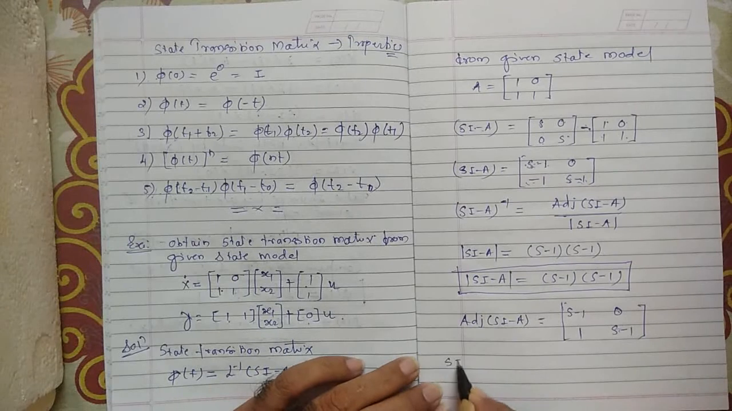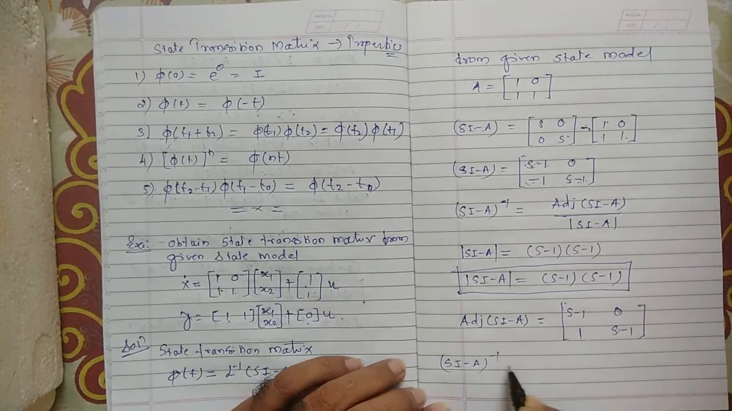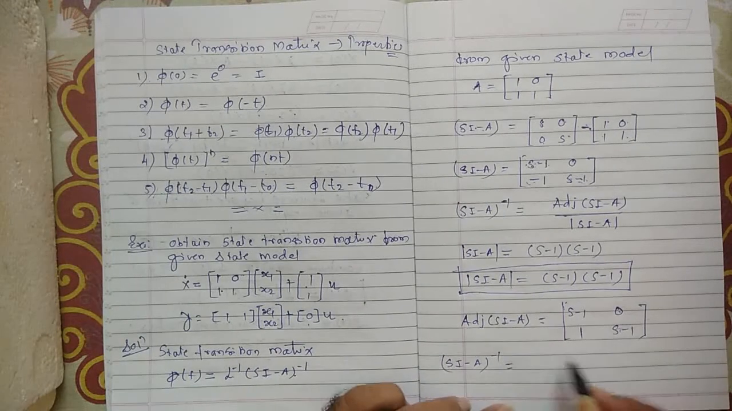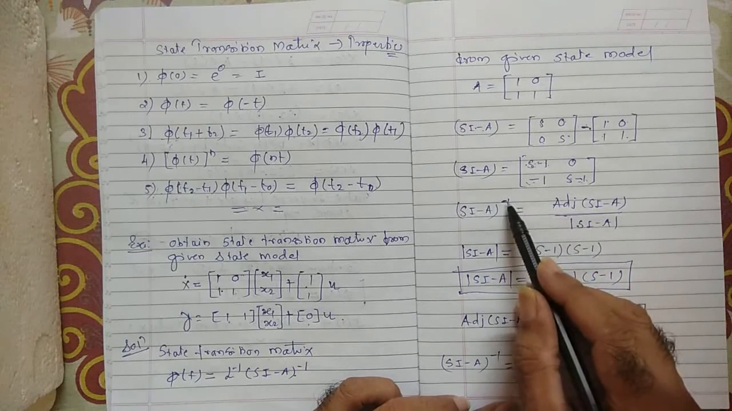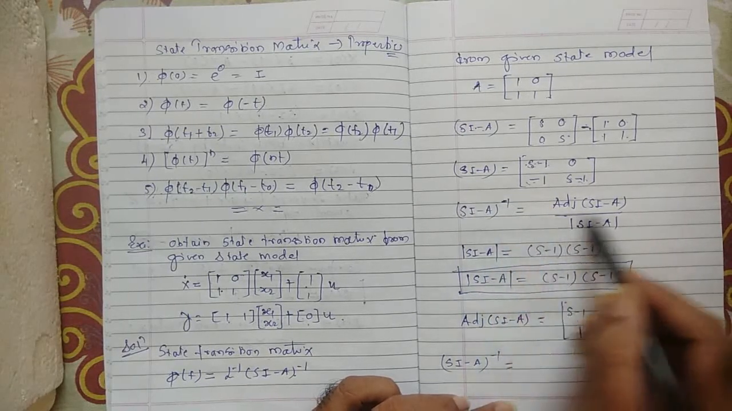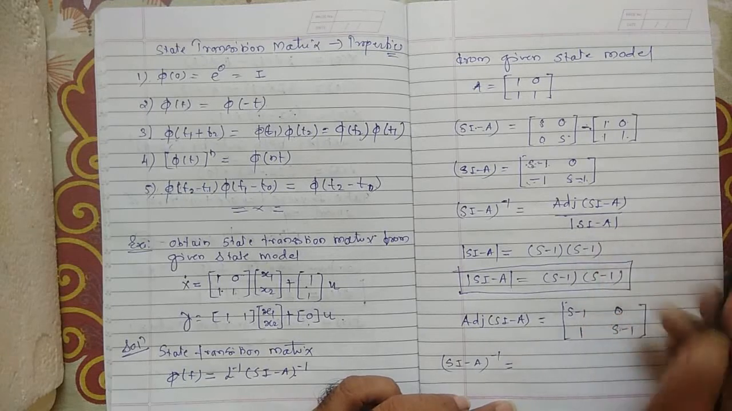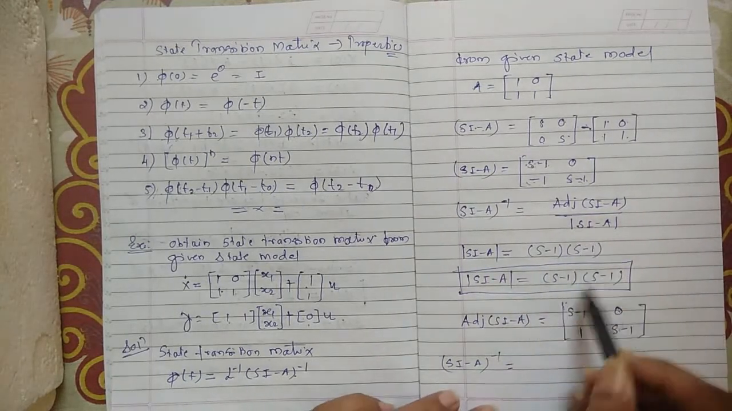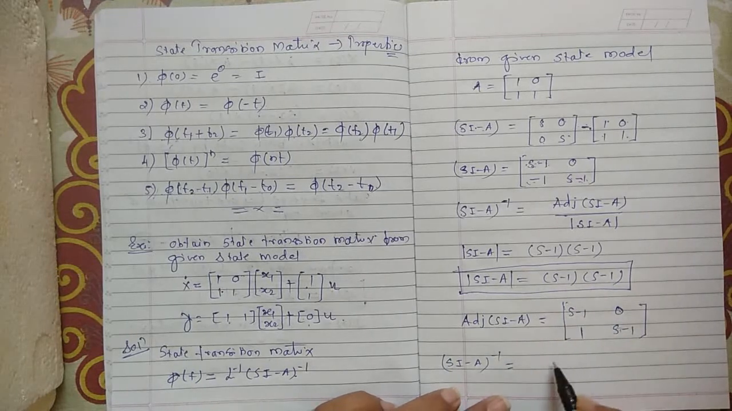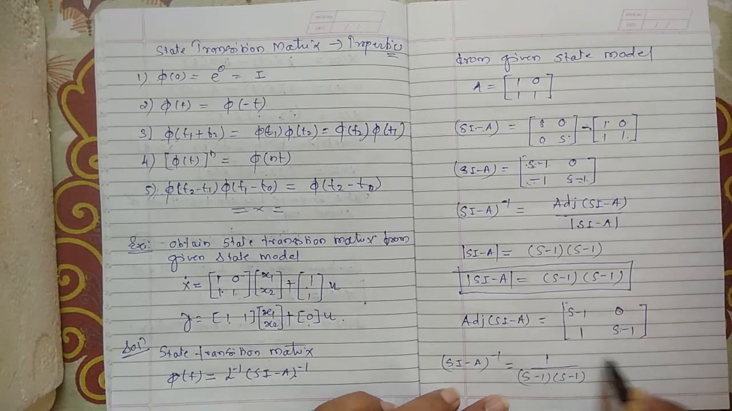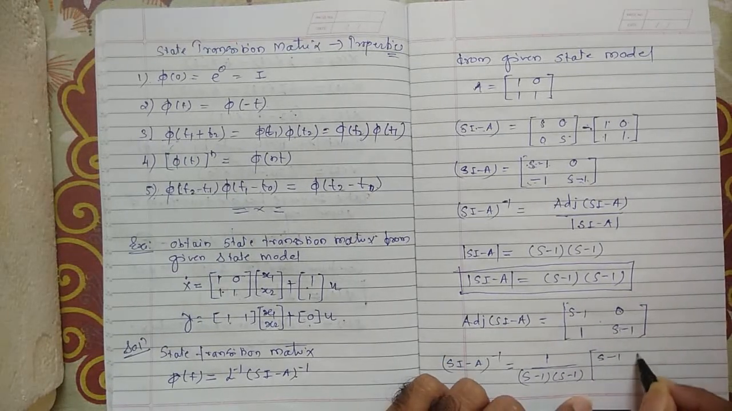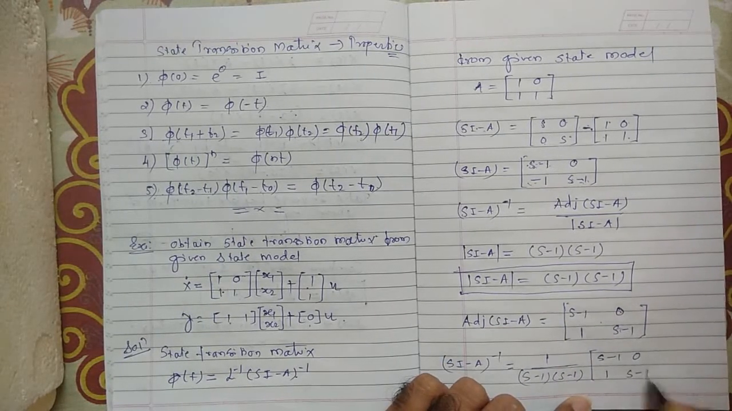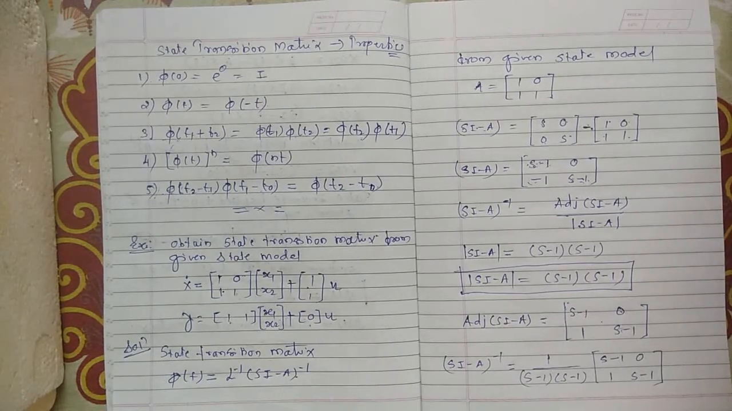So (sI minus A) whole inverse is equal to the adjoint of sI minus A divided by the determinant of sI minus A. The determinant of sI minus A is s minus 1 times s minus 1. So we have 1 over (s minus 1)(s minus 1), and we multiply by the adjoint, that is s minus 1, 0, 1, s minus 1.